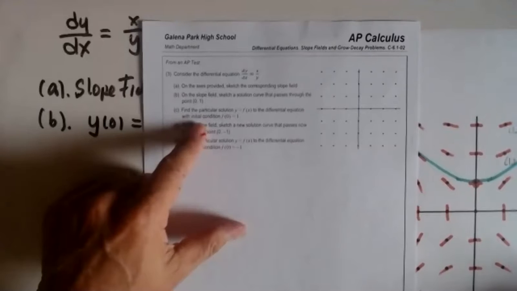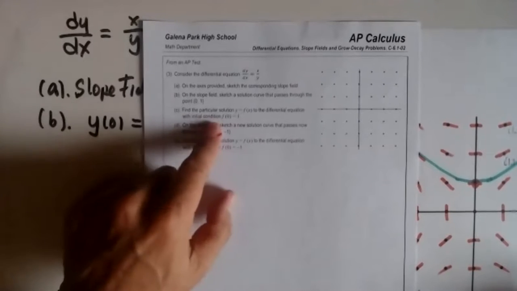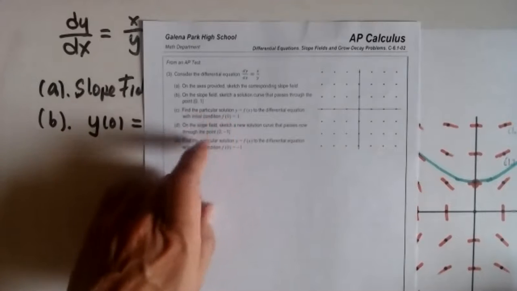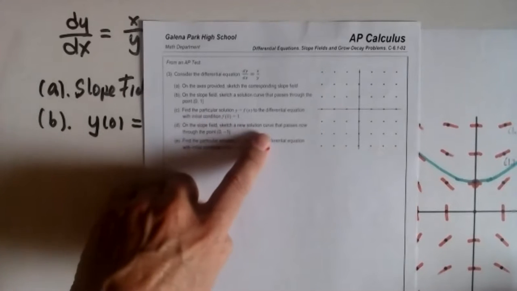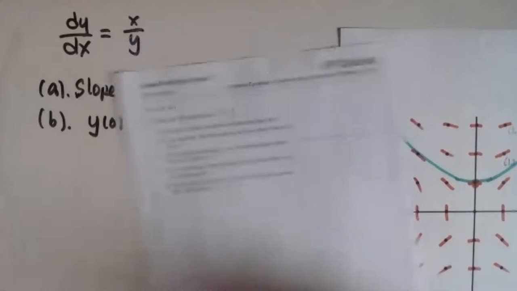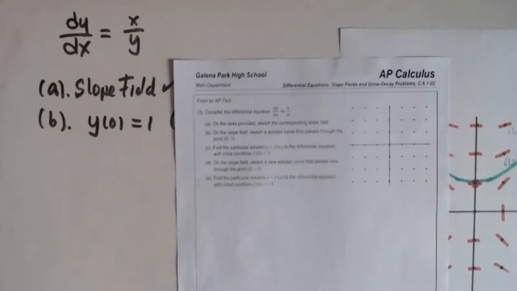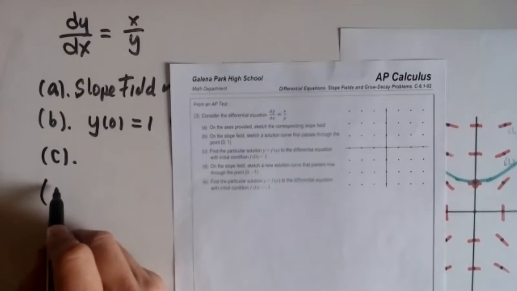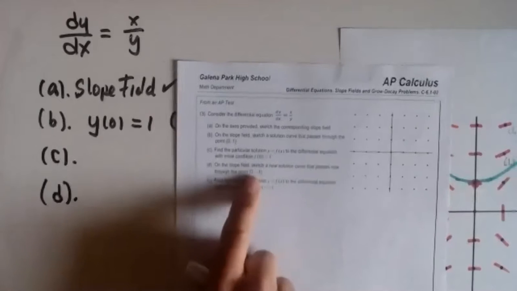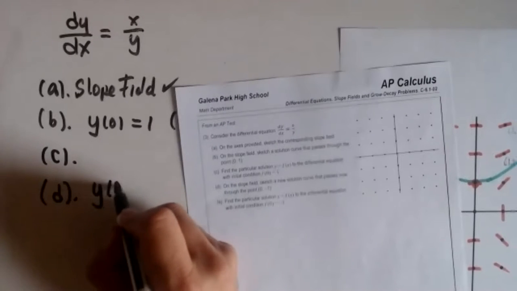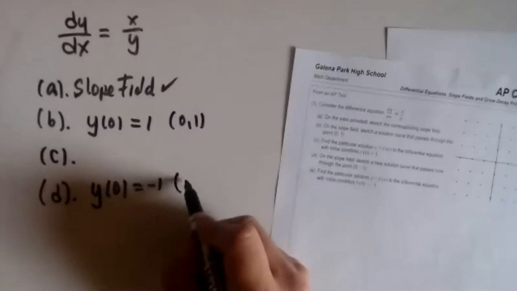Next question, C. Find the particular solution of the differential equation with the initial condition f(0) = 1. Okay, this is something we're going to solve later. Let me just skip C. We're going to solve that next class, next week, right? This is D. On the slope field, sketch a new solution curve passing through (0, -1).